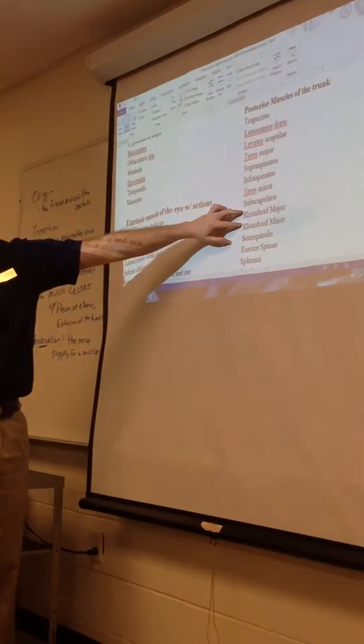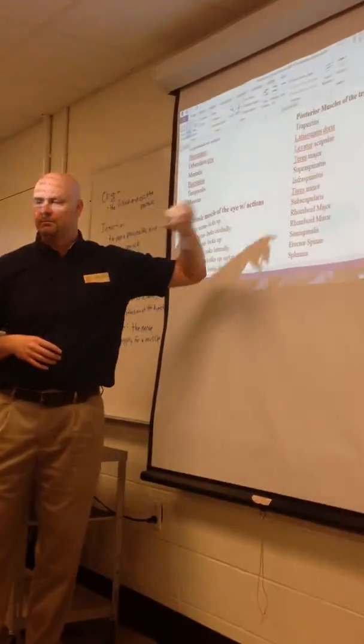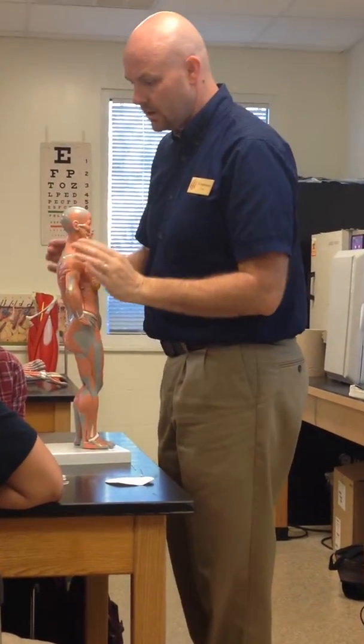Right next to that are also the rhomboids. I'm going to jump to that because it's on that same picture there. Rhomboid major and rhomboid minor. One of the unwritten rules about majors and minors is minor over major. The reason they're called major and minor is because major is very large and minor is very small. But if you look at that picture, you'll see that the minor is above, superior to the major. That will also apply to a couple of other muscles later on. So minor over major helps you to remember where they're at.